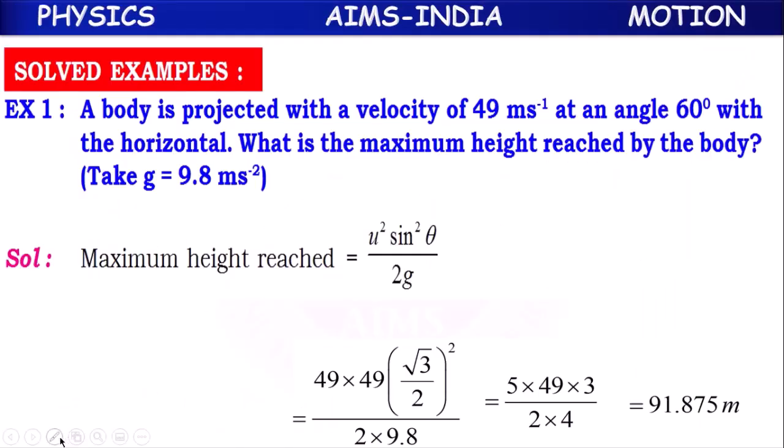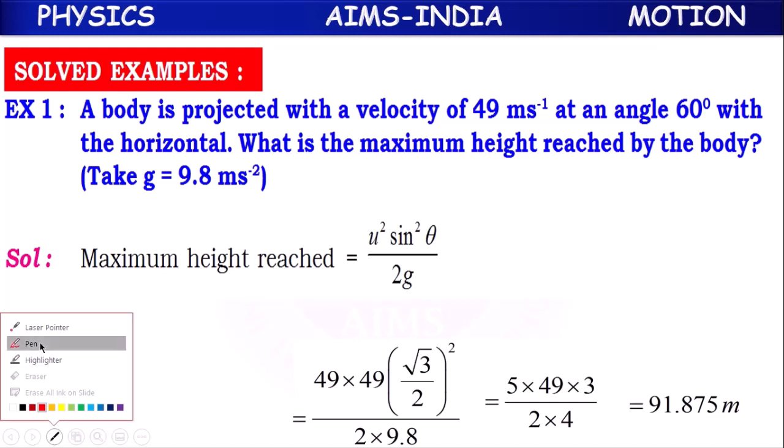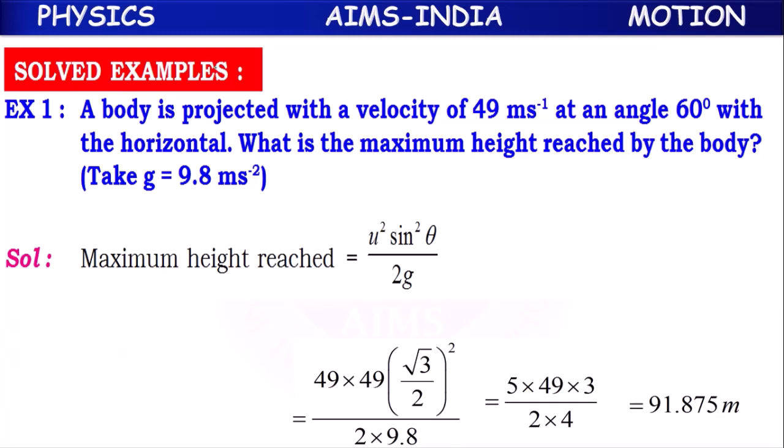So let's discuss some solved problems, children, based on the previous concepts we have learned. Example 1: a body is projected with a velocity of 49 meter per second at an angle of 60 degrees with the horizontal. Means with the horizontal, a body is projected upwards with an angle of 60 degrees.